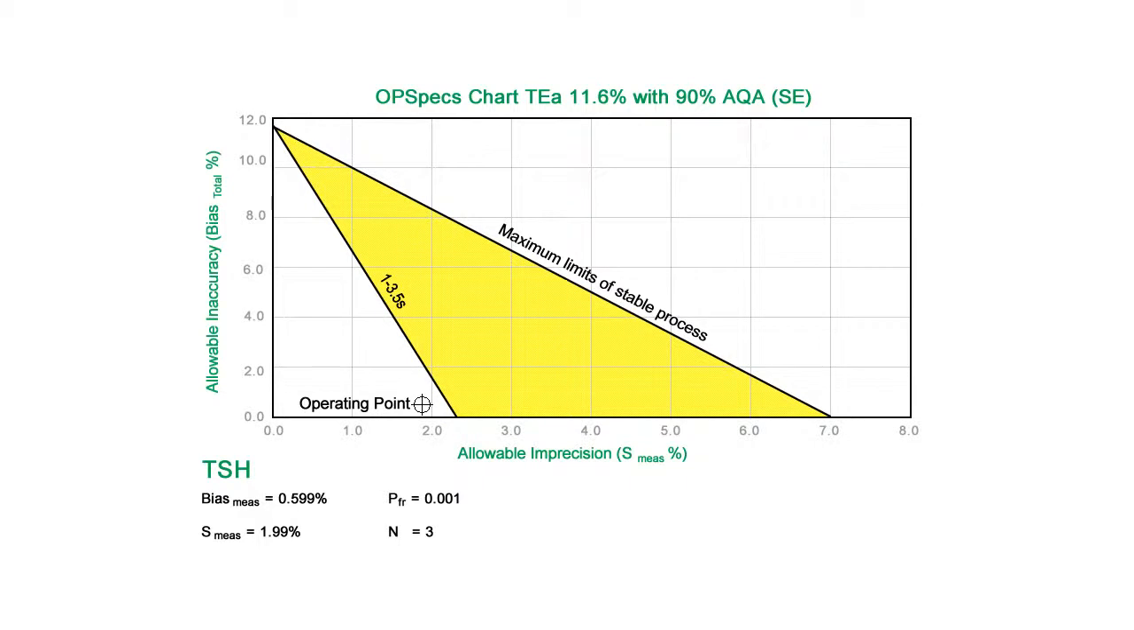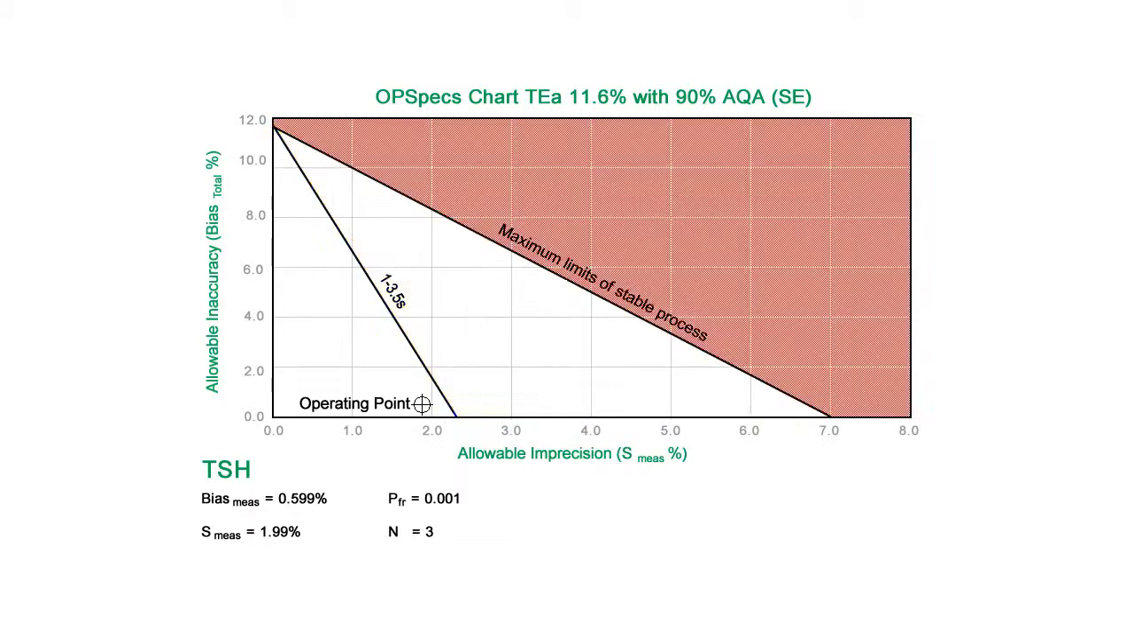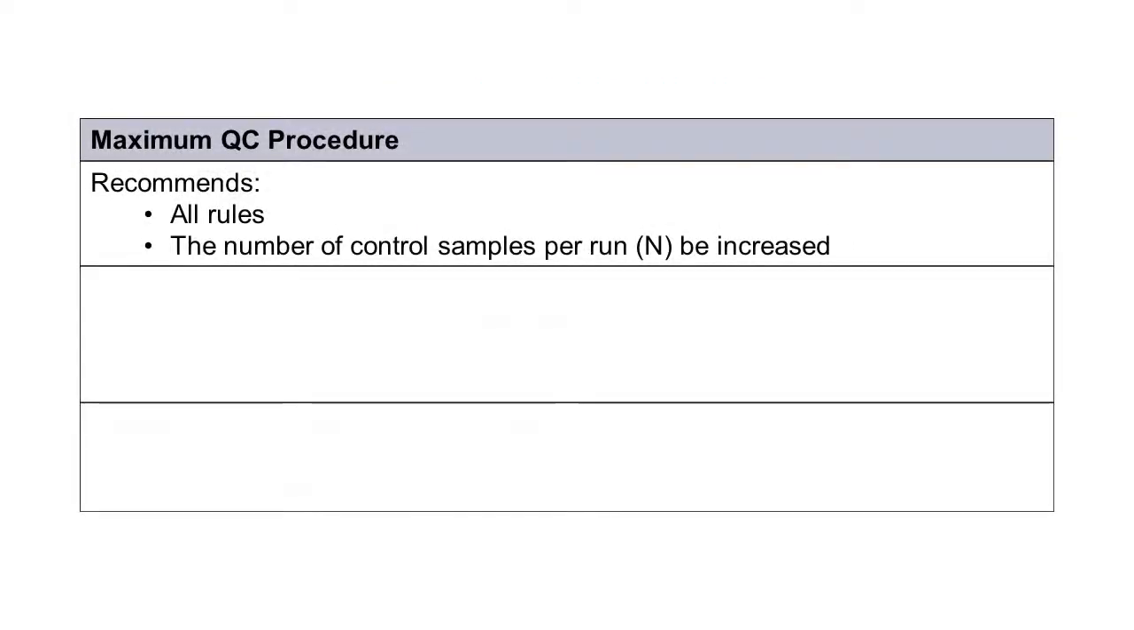When the operating point has exceeded the rules line, you should consider different rule combinations and try to improve your test method performance. Lastly, you are in deep water if the operating point exceeds the maximum limits of stable process. Again, you should consider different rule combinations and try to improve your test method performance. If the operating point is in deep water, Westgard Advisor will almost certainly recommend a maximum QC procedure.